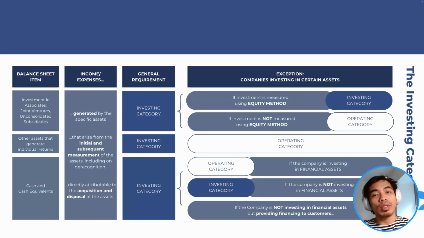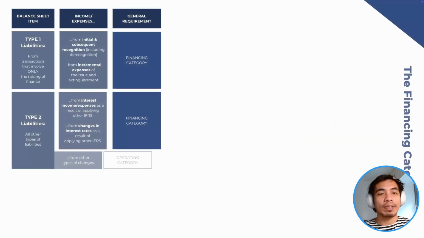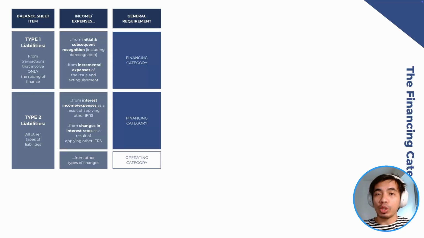We will now move into the financing category. As I've mentioned before, the financing category is the main basis of the exception for those companies that are providing financing to customers. Because as a general idea, even for a normal company, some activities are actually financing category income and expenses. However, what if your business model is actually giving financing? It means that certain income and expenses actually deserve to be put into the operating category, and this is what we're going to be discussing.